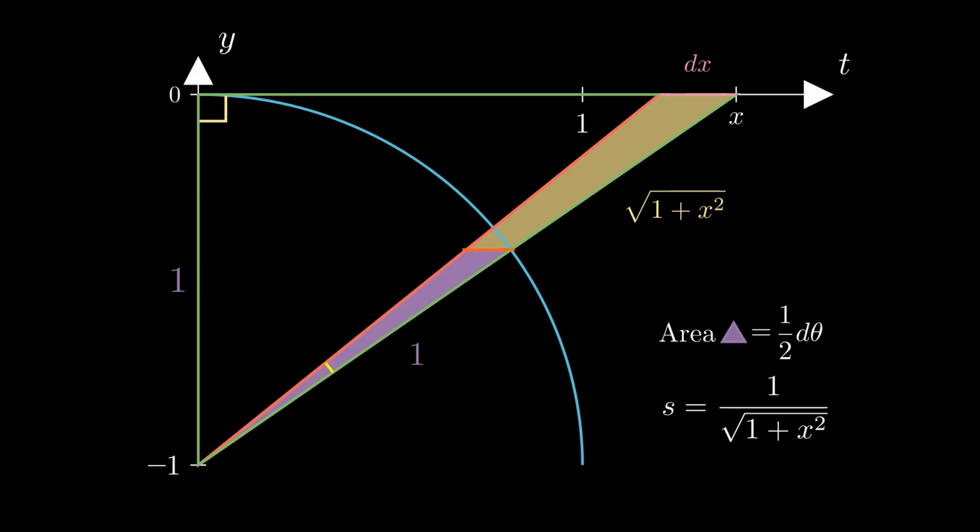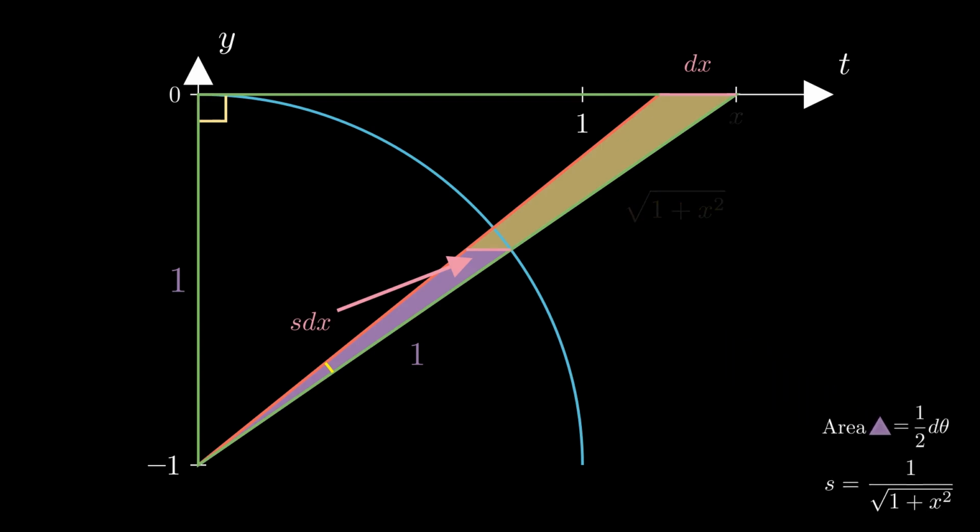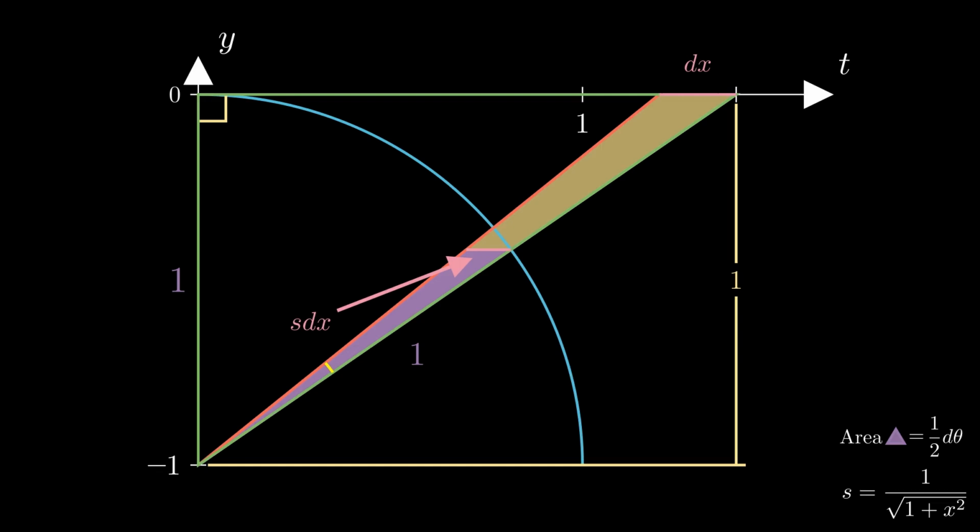For example, this side length here corresponds to the horizontal side length of the big triangle, which has a length of dx. As a result, the side length has a length of s times dx. This scaling also applies to the heights of these two triangles. The height of the big triangle was 1, so the height of the small triangle is s times 1, or just s. We can now notice that we have just labeled the base and height of this small triangle. This will allow us to find its area in a different way that involves dx.